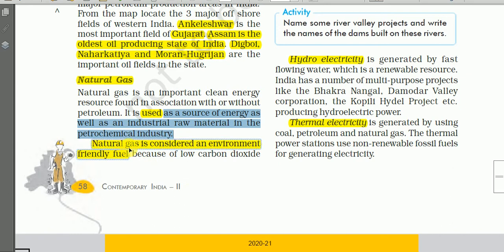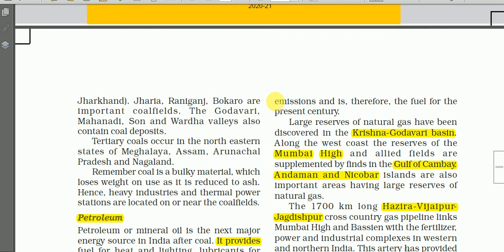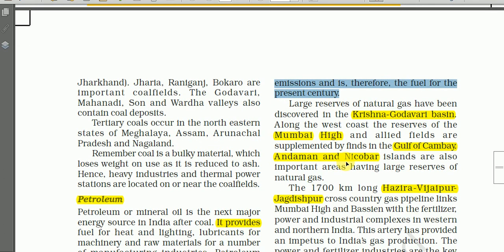Natural gas is considered an environment friendly fuel because of low carbon dioxide emissions, and therefore the fuel for the present century. As compared to petroleum, natural gas emits less carbon dioxide, and hence it is known as the fuel for the future, that is eco-friendly, since it releases less carbon dioxide when it is burned.